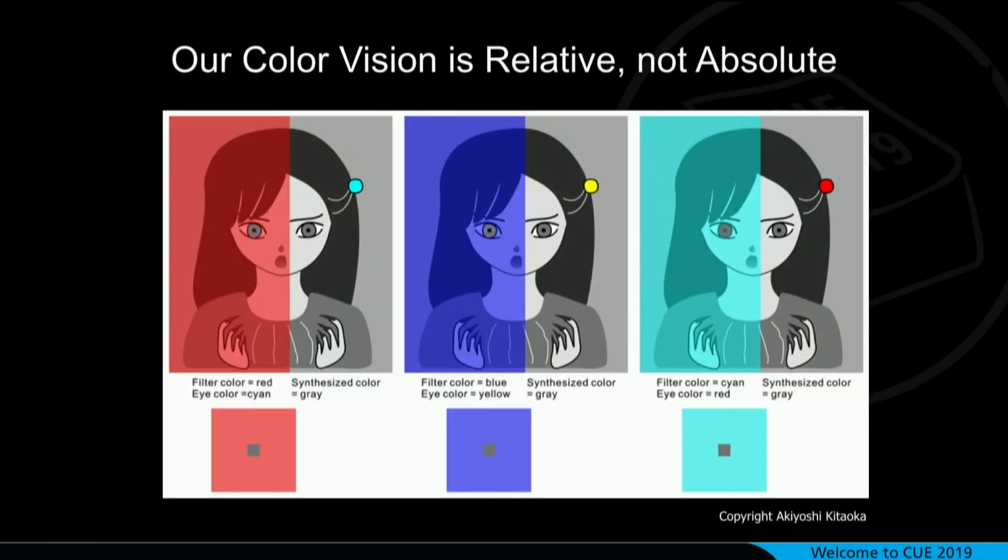Anyway, this is an example from a researcher in Japan that I find particularly interesting because it's not only relative light that is relative color that's relative to the colors next to it, it's also what the subject is and what our expectations are of what the color is.